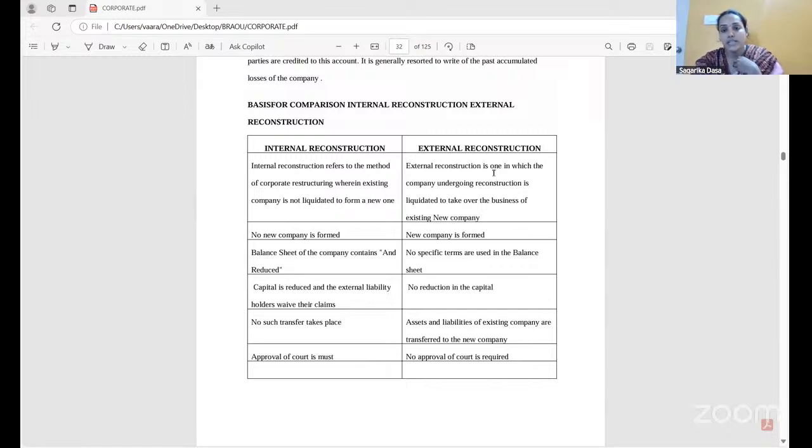Whereas external reconstruction is one in which the company undergoing reconstruction is liquidated to take over the business of a new company. Now, in case of external reconstruction, because it is outside the organization, external reconstruction is one in which the company is undergoing reconstruction.